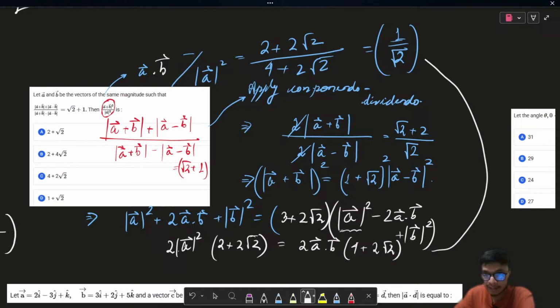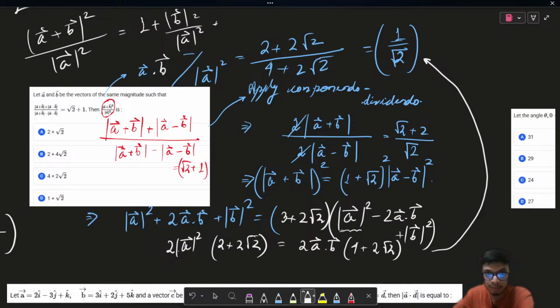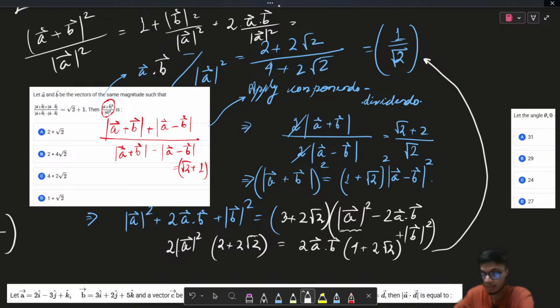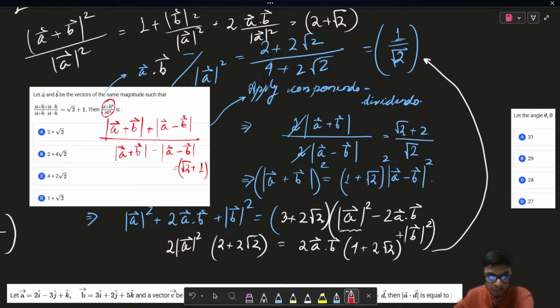From this relation I got a dot b divided by mod of a square. Now I need to find this particular result, mod of a plus b whole square divided by mod of a square, which can be simplified and written as 1 plus mod of b by mod of a whole square plus 2 times a dot b divided by mod of a whole square. If I just simplify and put the values, I will get the result as 2 plus root 2. So the final answer to this problem is going to be option A.